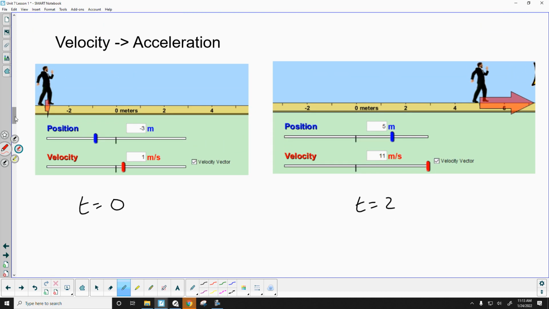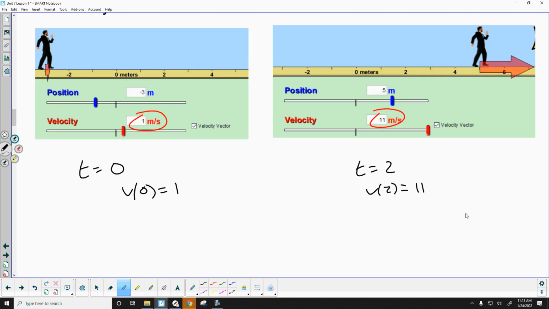Okay, ready? Let's see velocity to acceleration. So now I'm going to be speeding up. My velocity started at 1. My velocity is positive, my position's increasing, I'm moving to the right. So my velocity at time 0 is 1 meter per second. My velocity at time 2 is 11 meters per second. What happened? I've increased my velocity 10 meters per second over the course of 2 seconds.